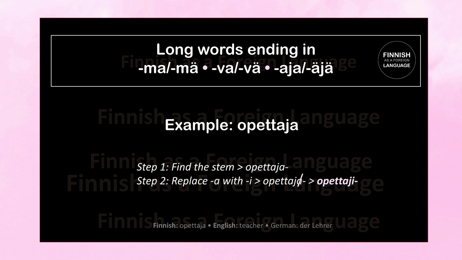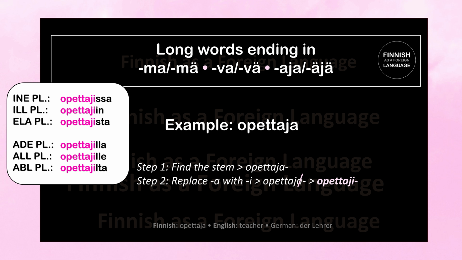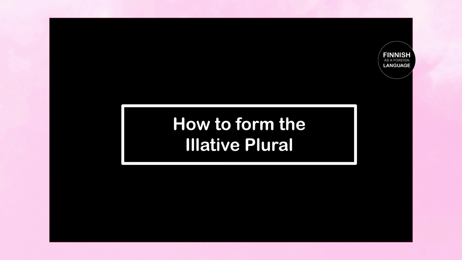Now we can add the case endings again. Inessive plural is opettajissa. Illative plural opettajiin. Elative plural opettajista. Adessive plural is opettajilla. Allative plural is opettajille. And ablative plural is opettajilta. These were the 11 rules. Now we carry on with our next chapter, how to form the illative plural.